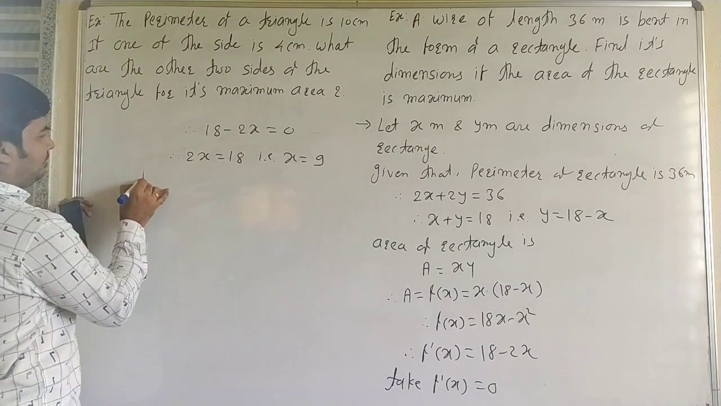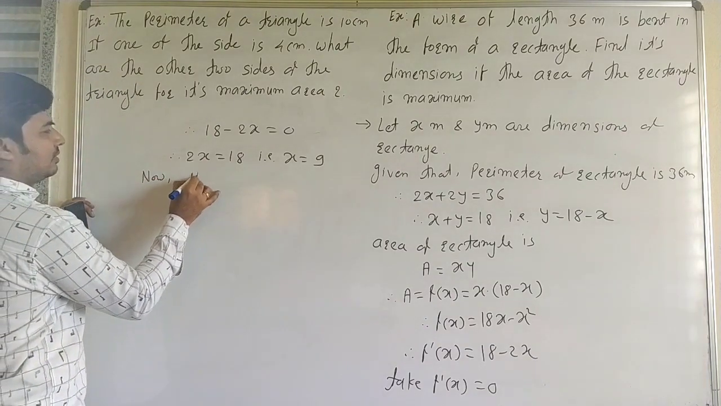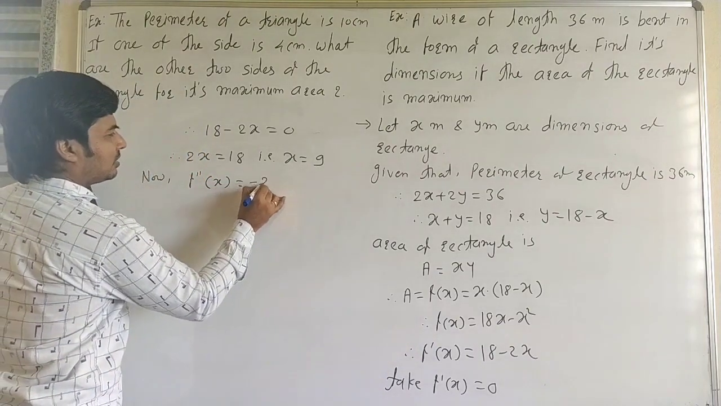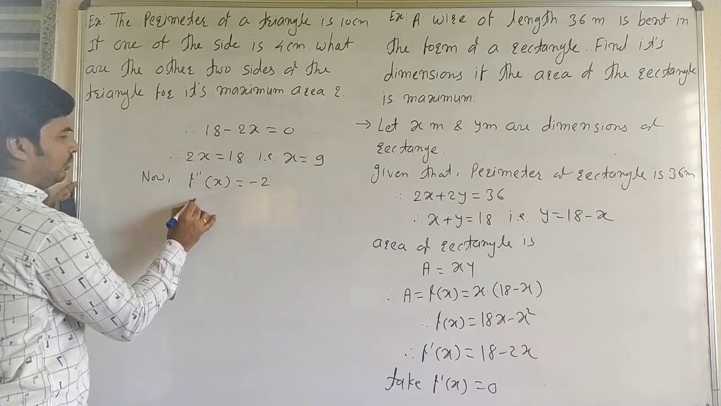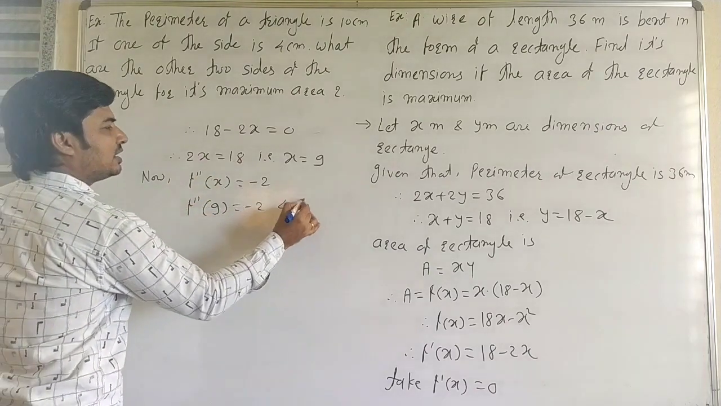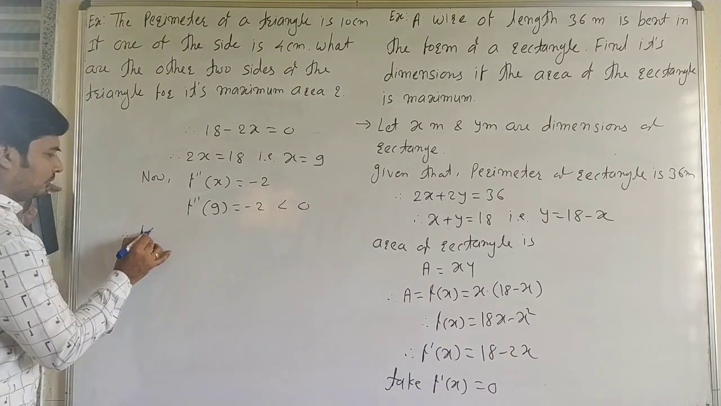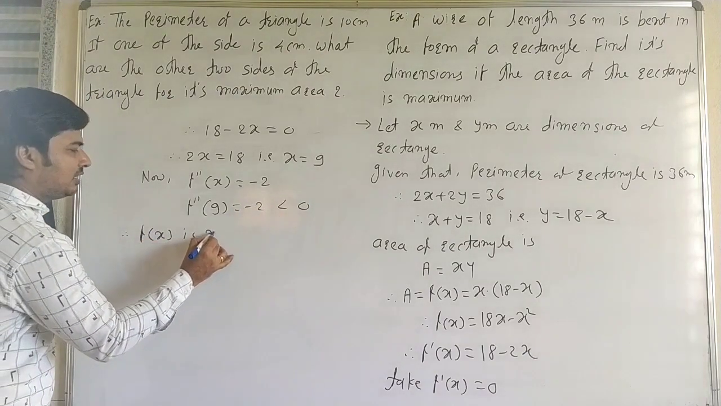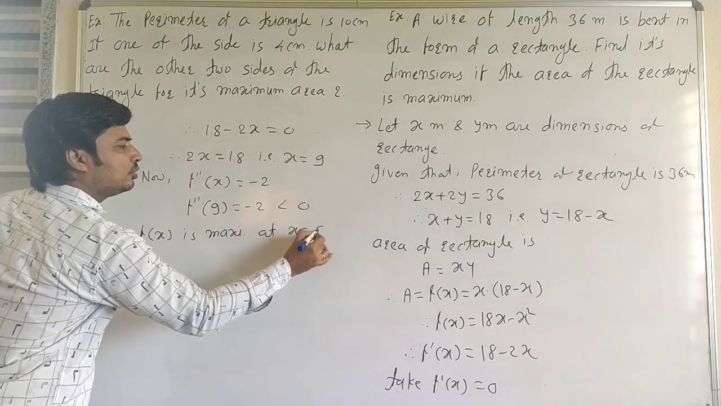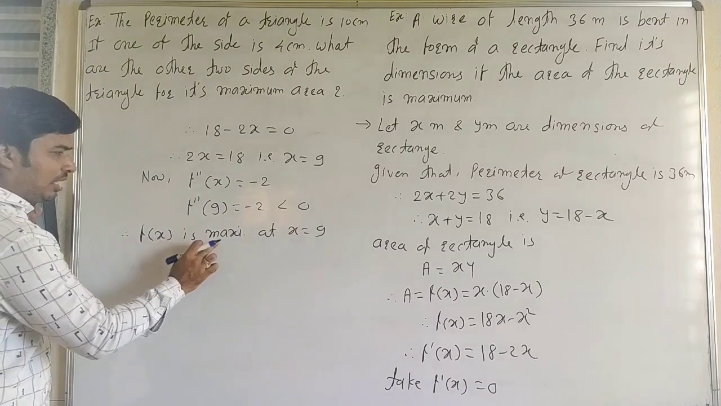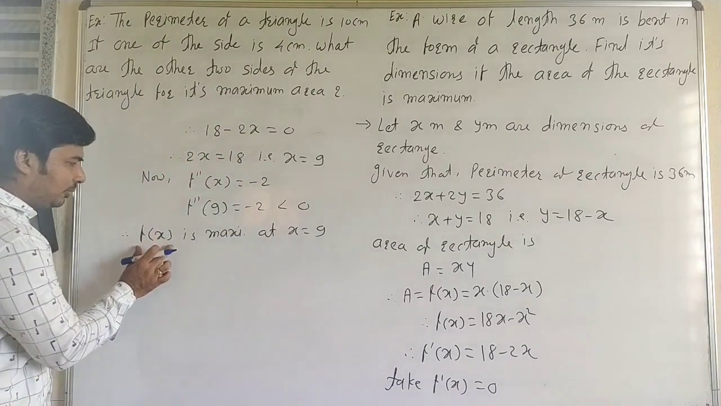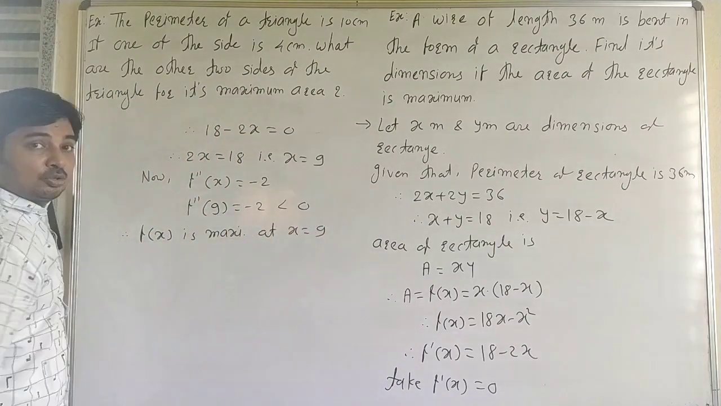Okay, now f double dash of x. f dash of x is this, therefore it is minus 2, and then put the value of x. F double dash of 9 is equal to minus 2, which is less than 0. Therefore, f of x is maximum at x is equal to 9. What is f of x? F of x is the area of the rectangle. Therefore, area of rectangle is maximum at x is equal to 9.